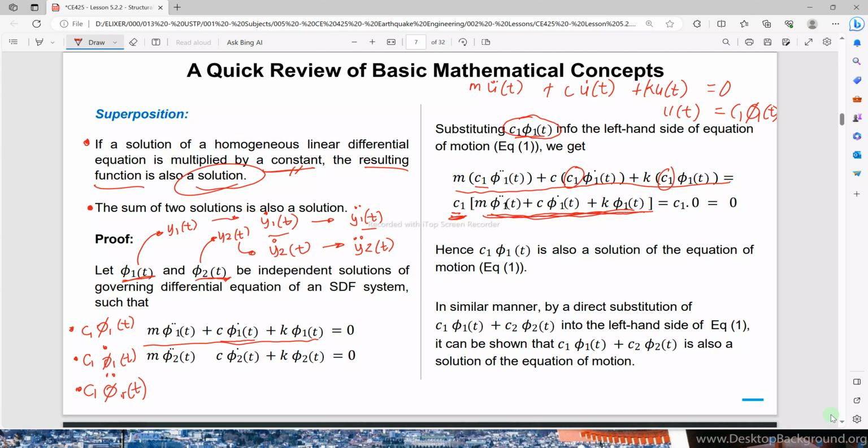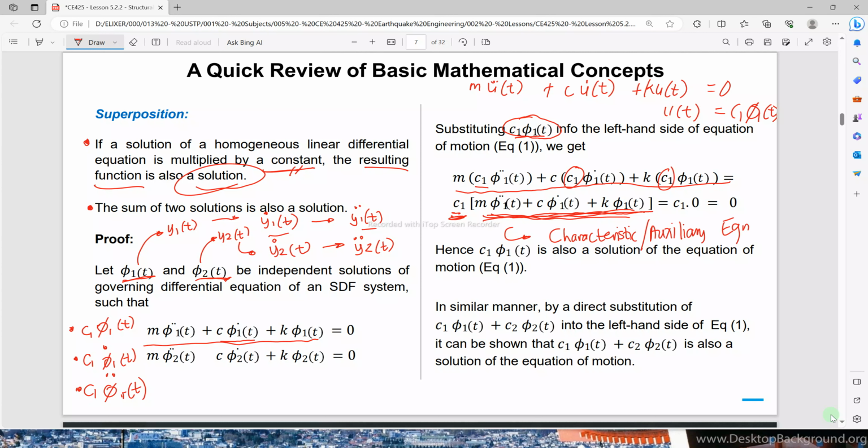So that is the basic concept of superposition. If you add two solutions, you have a solution. If you multiply a function by a constant, the resulting function will also become a solution. That is the concept. Here we apply the concept of the characteristic equation, which we also call the auxiliary equation.